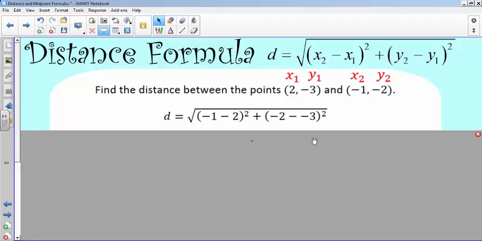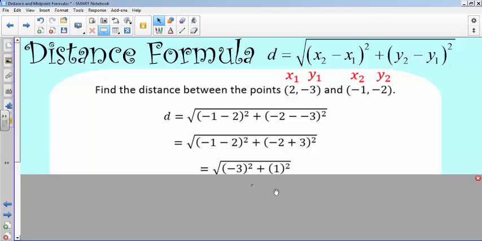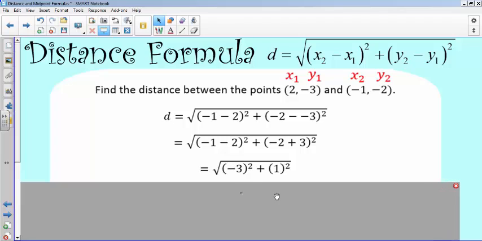When you're simplifying it by hand, the first thing that you want to look for is whenever you have two negatives together or a negative and a minus. Remember that that makes a positive. So I'm going to rewrite my problem and put a plus sign there. Alright, next what we're going to do is we're just going to simplify what's inside of the parentheses. So -1 minus 2 is going to give us -3. And then -2 plus 3 is going to give us 1.